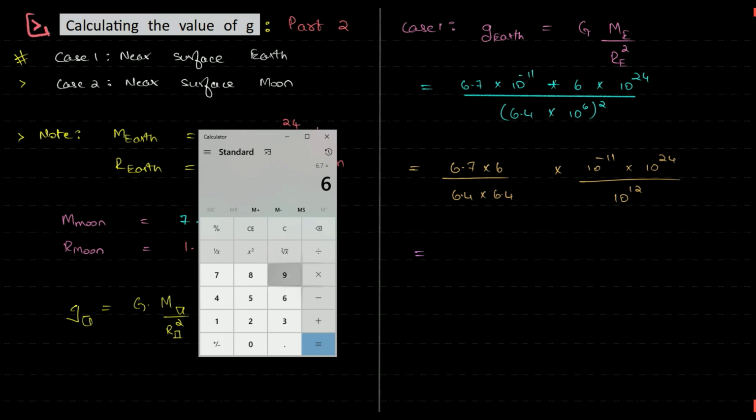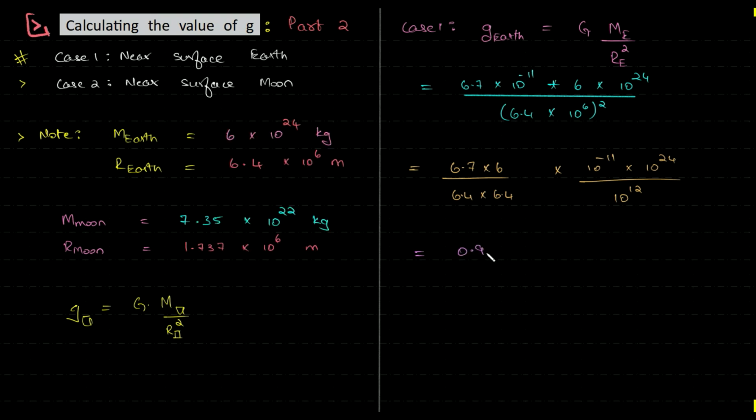And now on to calculating with the calculator. 6.7 into 6 divided by 6.4 divided by 6.4. 0.98. It looks familiar. 0.98 into 10 to the power of minus 11 plus 24 minus 12. So minus 12 minus 11 is minus 23, plus 24 is 1. 10 to the power of 1 is 10. So this is 9.8 meter per second square.